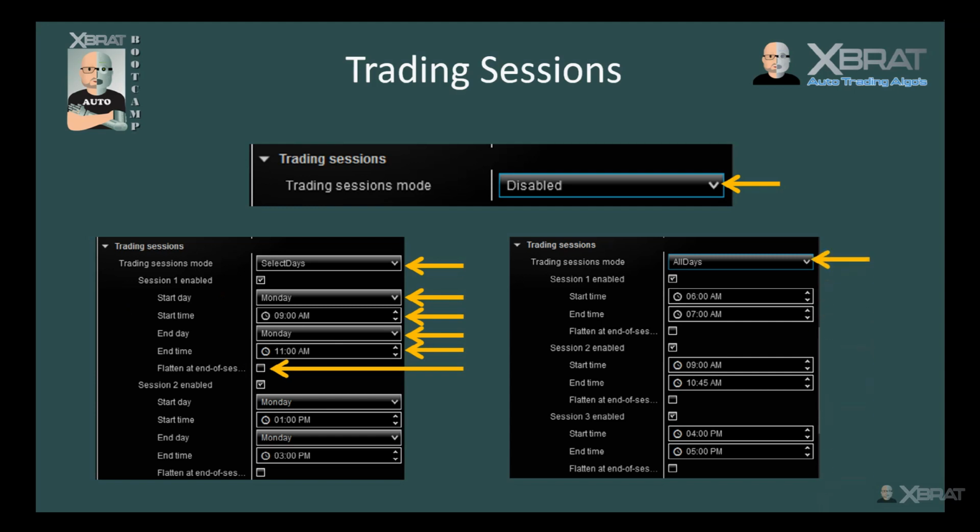So the next are all days. So there's 10 sessions because it will trade every day between the hours you set. So in this example, every day at 6 a.m. to 7 a.m. will be traded. And again, you can flatten at the end of that session. You'll see 9 a.m. to 10:45 a.m., 4 p.m. to 5 p.m. And it goes on and on and on.